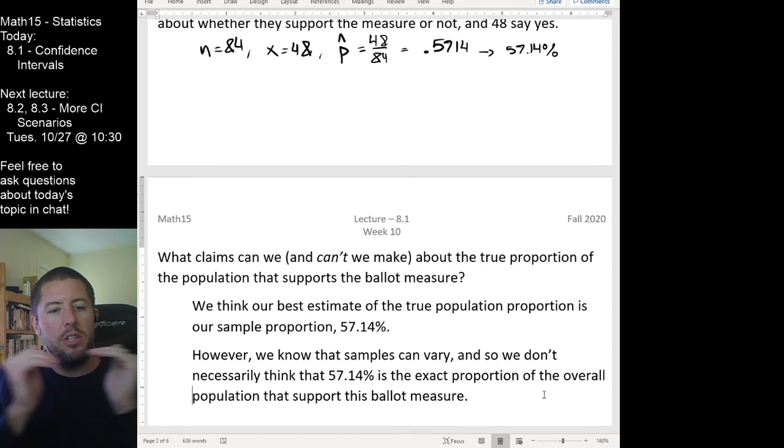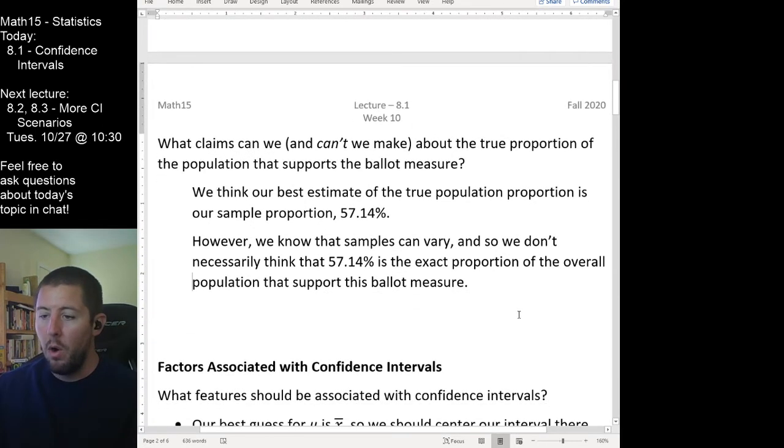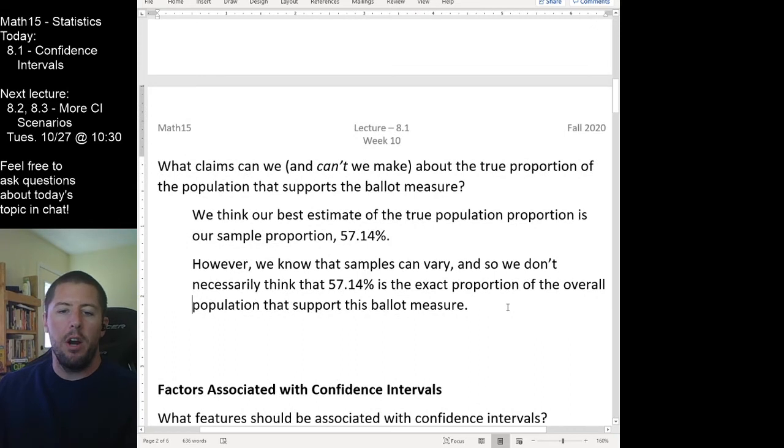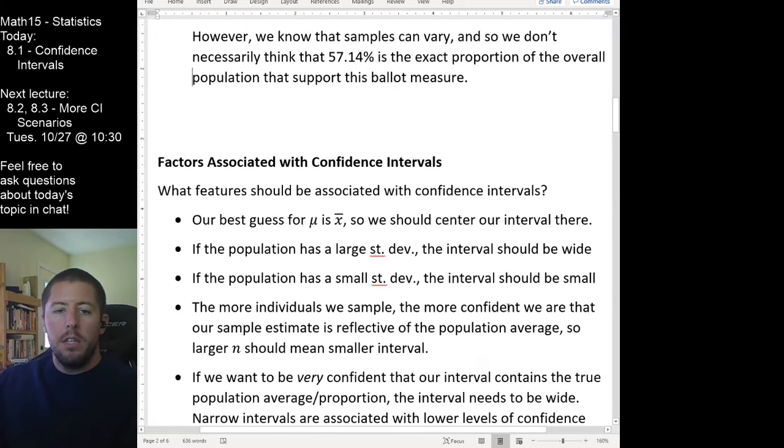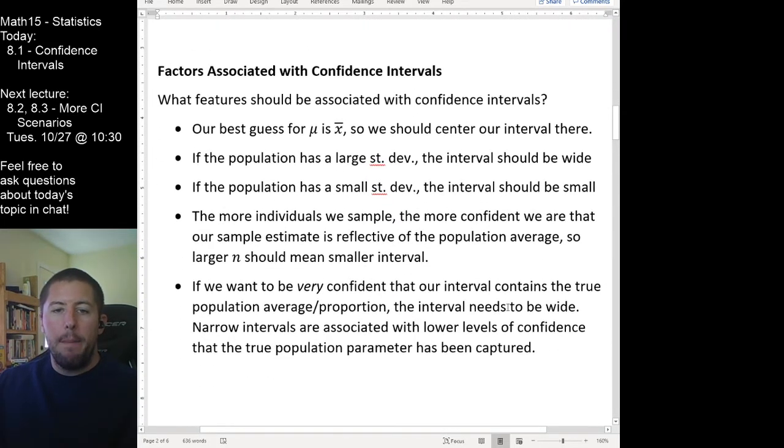You should picture this like on a number line. So, what factors should be associated with our confidence intervals? What things are going to change how large or small our confidence interval is? These statements here are going to be about a population average. For a proportion, we could easily substitute any of our associated phrasing.